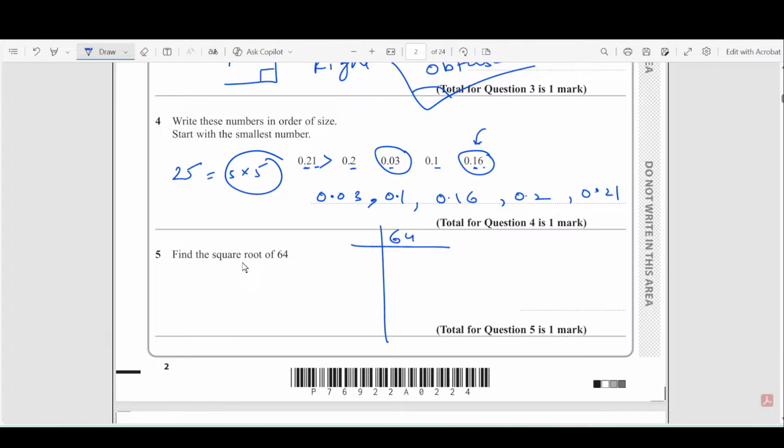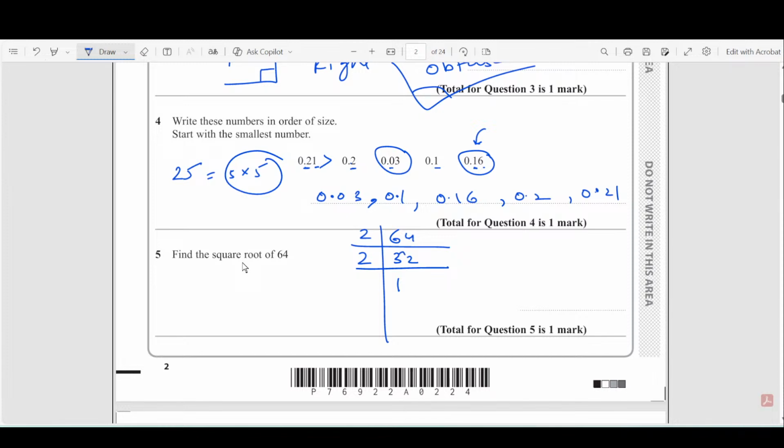If we take 64, it is an even number, because the last digit is 4, which is even. So the whole number is even, and we can divide it by 2. 6 divided by 2 is 3. 4 divided by 2 is 2. Again we divide by 2 because this is even again. 2 divided by 2 is 1, sorry.